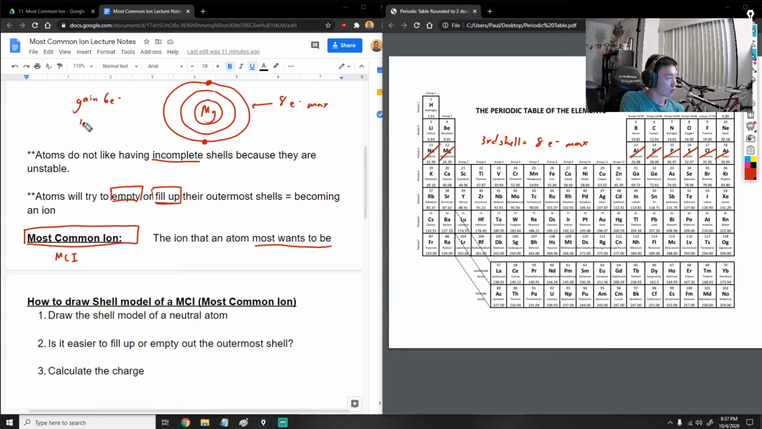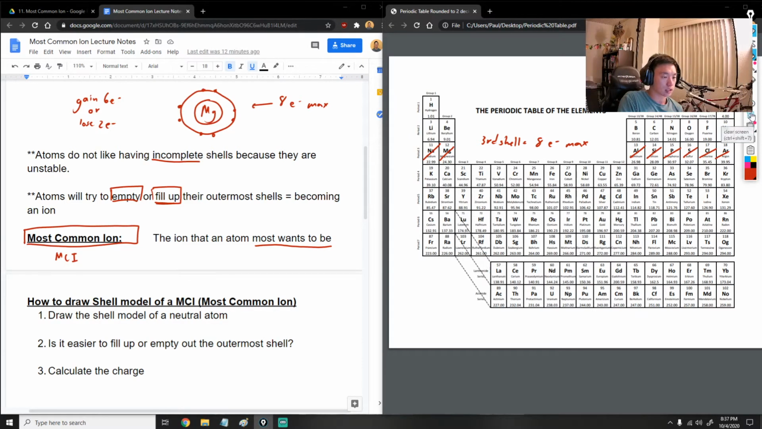So if we lose 2 electrons, we can get rid of 1, 2. And then if you remember from earlier, the second shell was complete earlier. So since this is a complete shell, it's not going to be unstable anymore. It's happy and it's ready to go. So basically, we just need to decide if it wants to gain 6 or lose 2. We'll talk about how to figure that out in just a second.